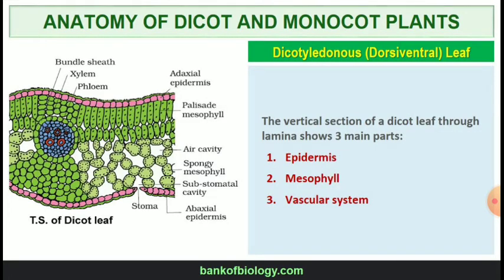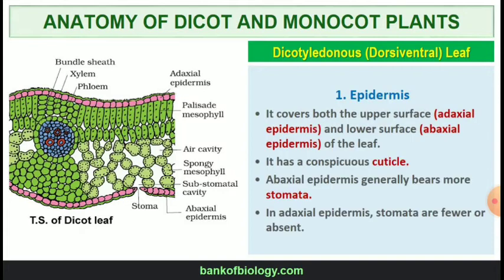Coming to the last one, that is going to be the dicotyledonous leaf. When we are talking about the leaf, as we already studied, it consists of chloroplasts, and hence it shows three main parts: epidermis, mesophyll and vascular tissue. Because of the presence of chloroplasts, the ground tissue is going to be called the mesophyll tissue. Let us study the dicot leaf in detail.